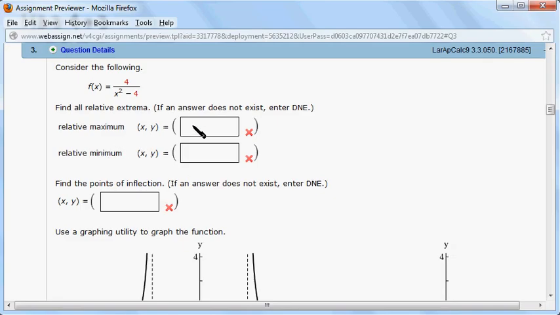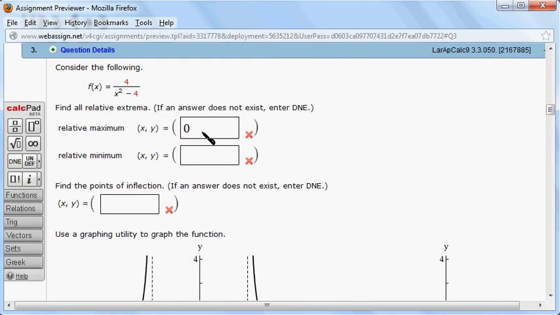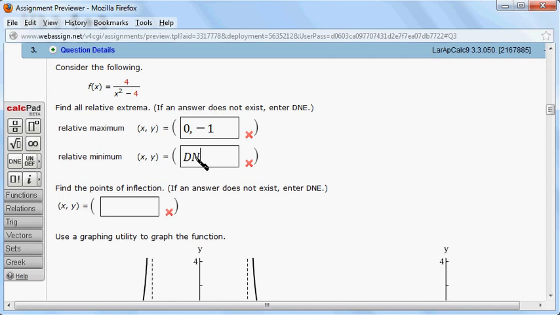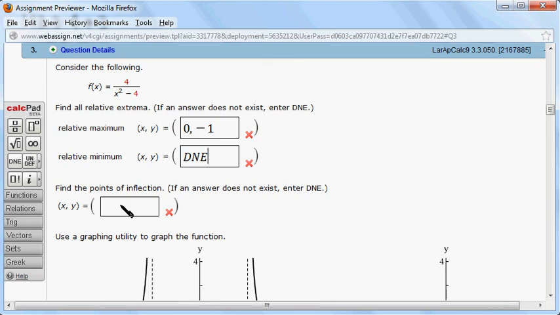Relative max happens at 0, comma, the function value is negative 1. And relative min does not exist, so D and E. Now find the point of inflection. If you look at the second derivative, you can see that this is never 0 because the numerator is never 0. So we do not have a point of inflection. So type in D and E.